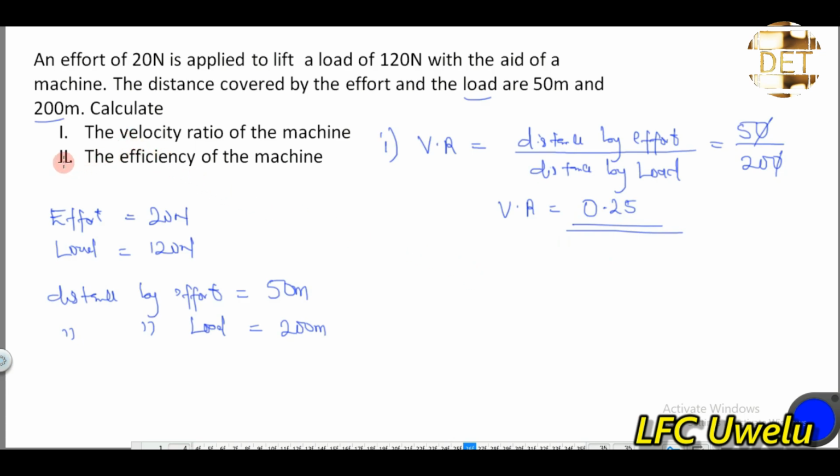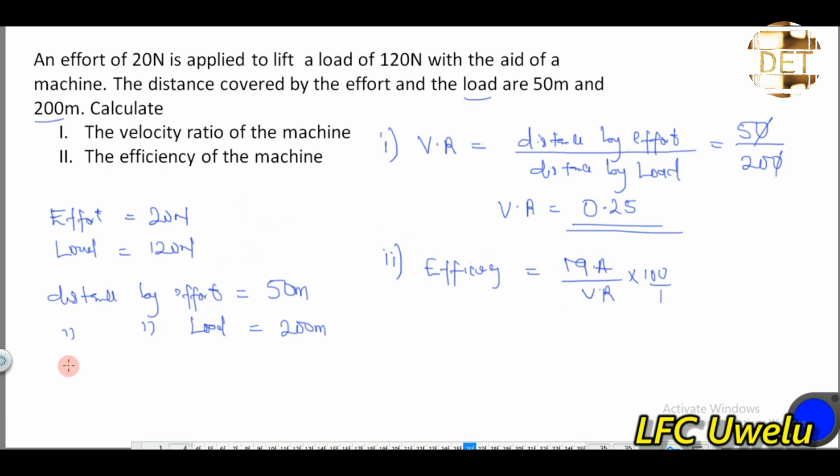Then the next question, question 2, is to calculate the efficiency of the machine. So efficiency, from the parameters we are given here, is equal to mechanical advantage over velocity ratio times 100 over 1. So we have our velocity ratio already to be 0.25, but we don't have our mechanical advantage, right?